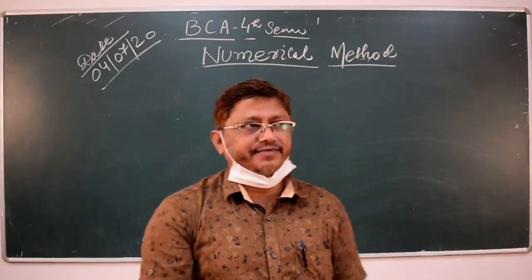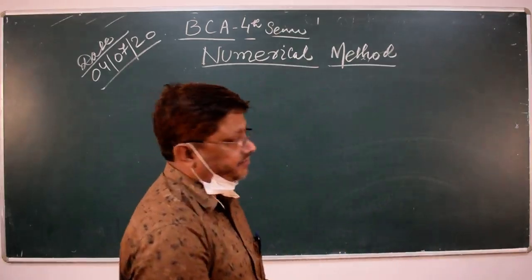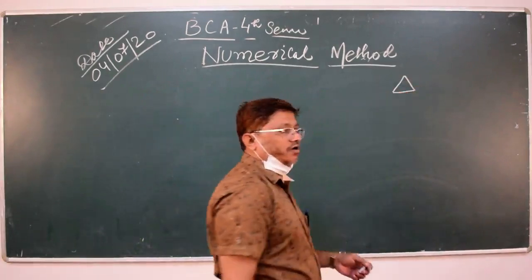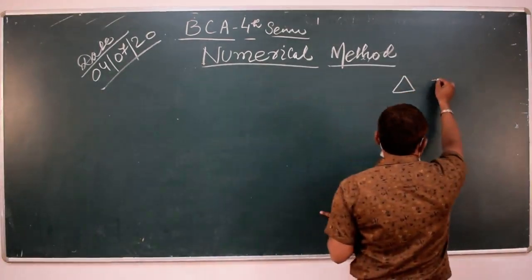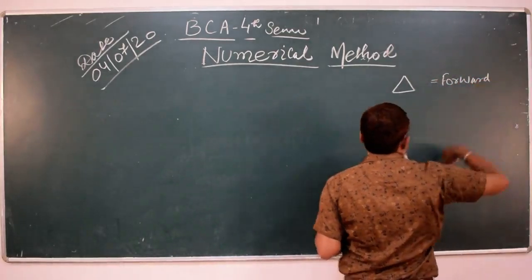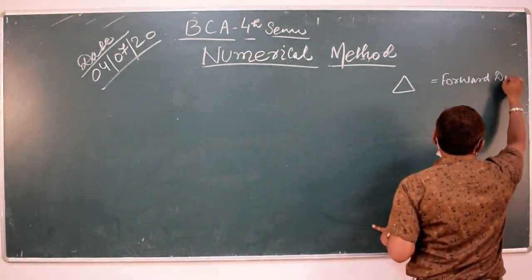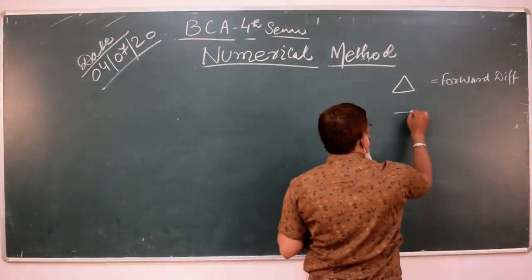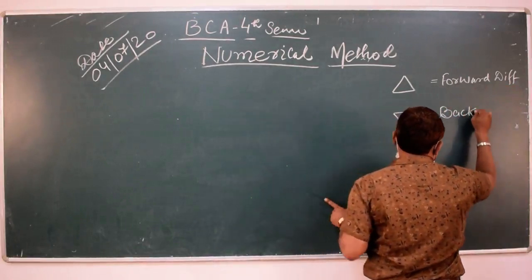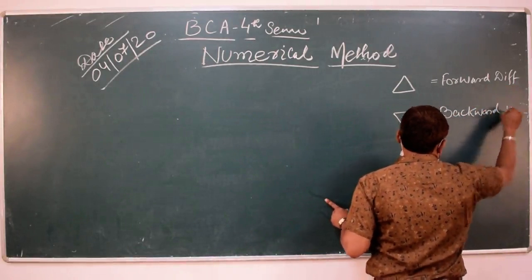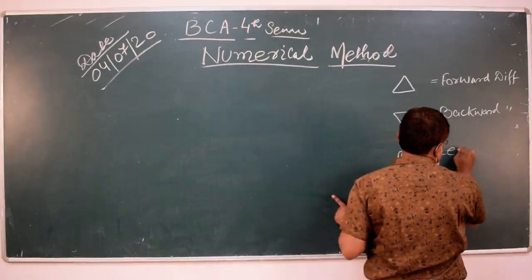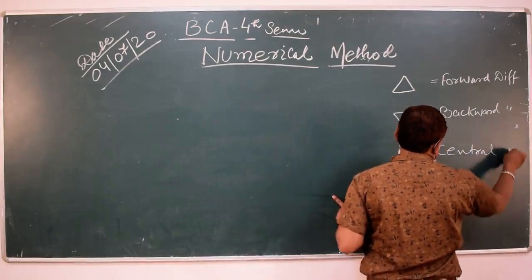The forward difference is represented by capital delta. This is the symbol. Forward difference, backward difference, and small delta represents central difference.